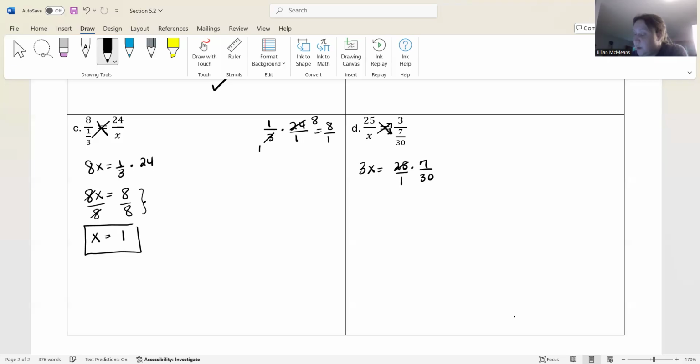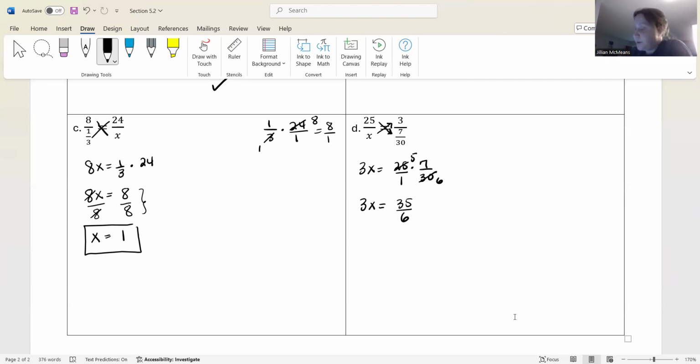Well, 25 divided by 5 is 5. 30 divided by 5 is 6. So when I simplify, my left is still just 3x, and my right is going to be 5 times 7, which is 35, over 1 times 6. So I get 35 over 6 for now, okay? And we'll just leave it like that. Now, I need to get my 3x. I need to get that x alone on the 3x side.